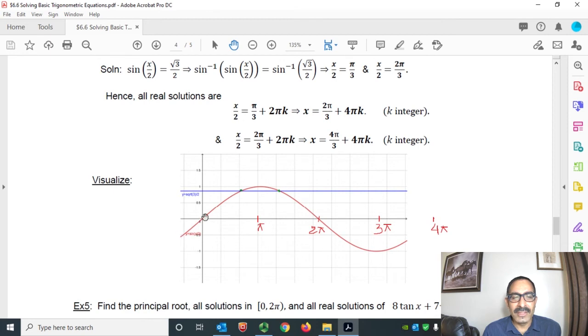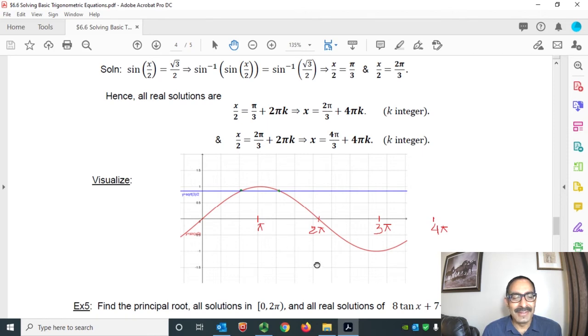Next, let me visualize the solutions. So here, this is the y equals sine x over 2 graph. And this is the line y equals radical 3 over 2. And the intersecting points are here and here between 0 and 2 pi. So one is 2 pi over 3. So this is 2 pi over 3. And this is 4 pi over 3. This is 4 pi over 3. Great. I hope it makes sense to you all.